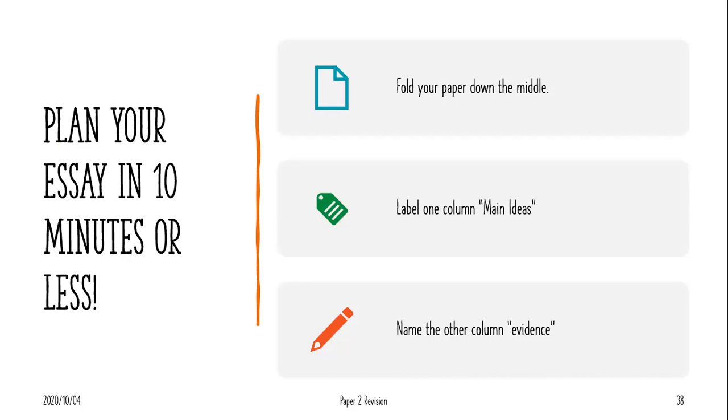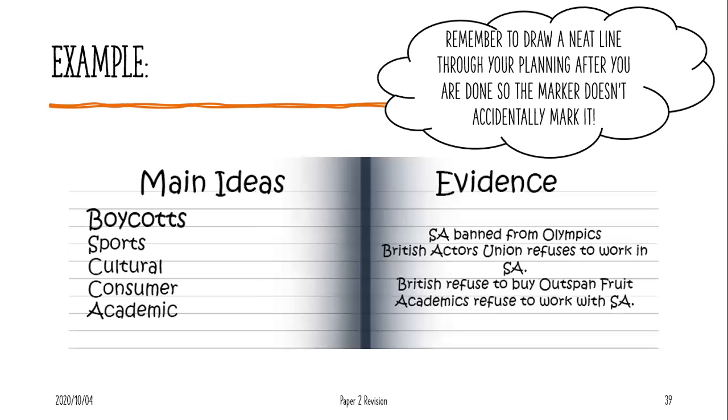It's fine if you want to do planning. Then you can just write your headings down so you know, oh yes, I must speak about that, I must speak about that, I must speak about that. And that's going to be your main ideas. And then your other column will be your evidence. So it's going to look something like this.